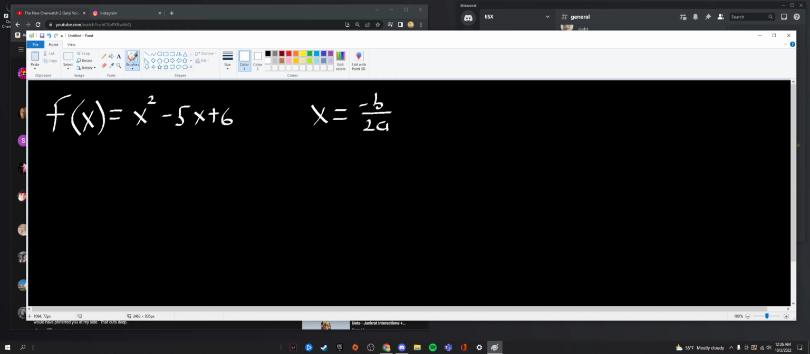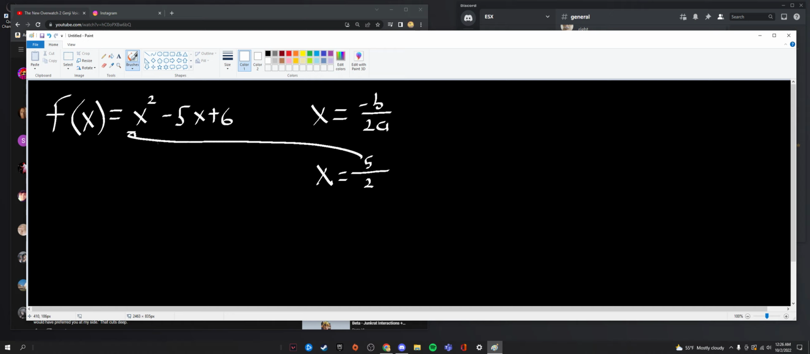So let's just plug in some numbers. Negative b, in this case negative 5, so x equals just positive 5 because it's a double negative, over 2a. In this case, a is just 1, so it's just 2. So bam, we got our x. Our axis of symmetry takes place at 5 over 2. Now we just have to plug this 5 over 2 back into all the x's in this equation, and we'll get out our y value.